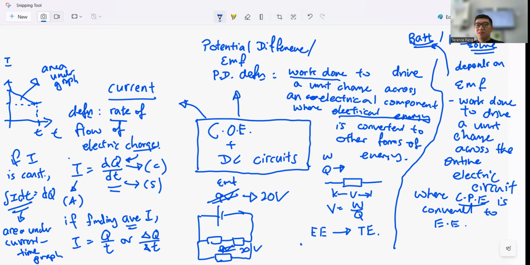Okay, so these are the essentials of the basics. Currently we only covered I and V. That's all. All right, there's more stuff.